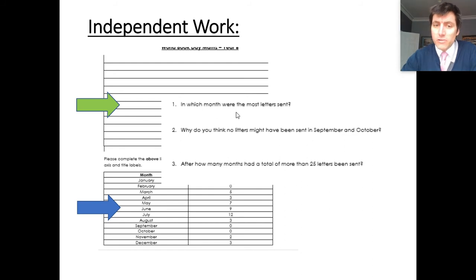And then you've got 3 questions relating to that data. So in which month were the most letters sent? Why do you think no letters were sent, I should say letters, not litters, sorry, in September and October? And how many months had a total of more than 25 letters? So at what point had the aggregate become more than 25?